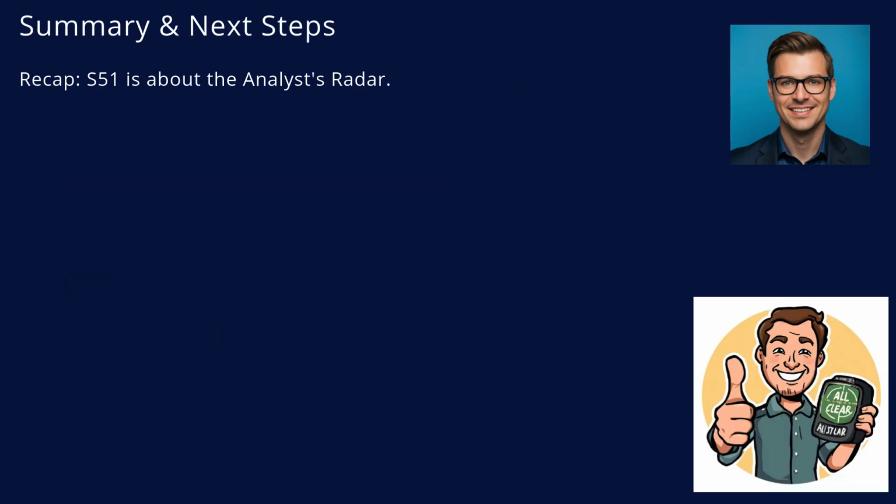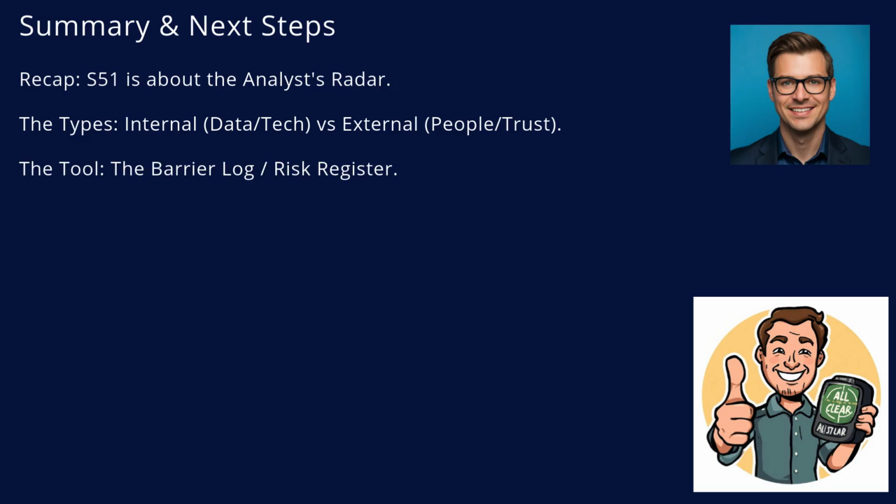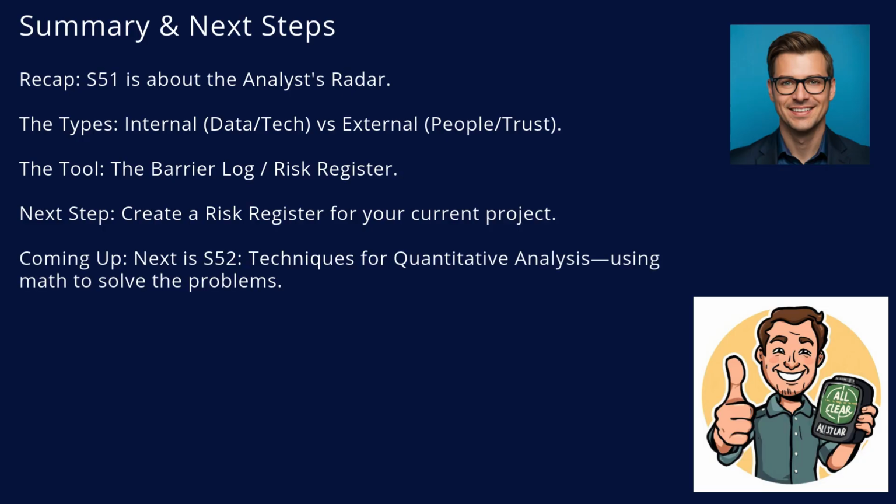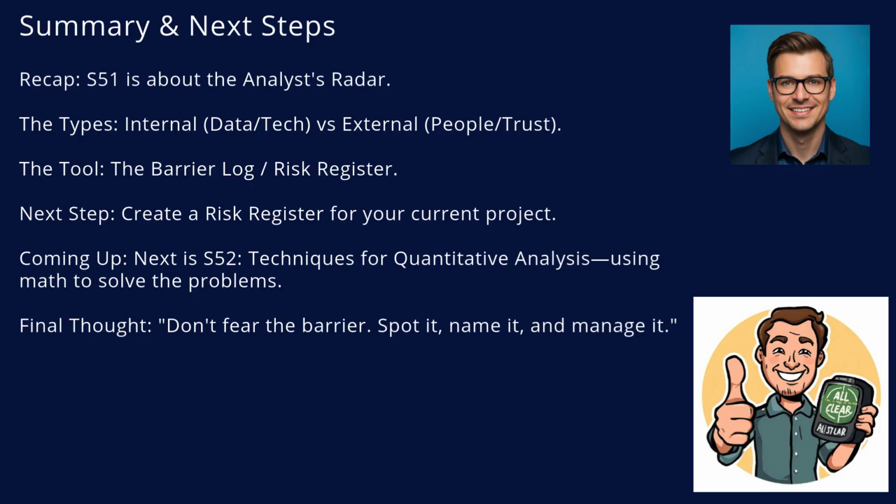Let's wrap up. We've learned that S51 is about being the analyst's radar. We identify internal barriers like data quality and external barriers like stakeholder trust. We use a barrier log or risk register to manage them. Your next step is to create a risk register for your current project. List just 3 things. In our next session, we will look at S52, where we move back to the technical side and learn techniques for quantitative analysis, using math and algorithms to solve the problems we've defined. Remember, don't fear the barrier. Plot it, name it, and manage it.